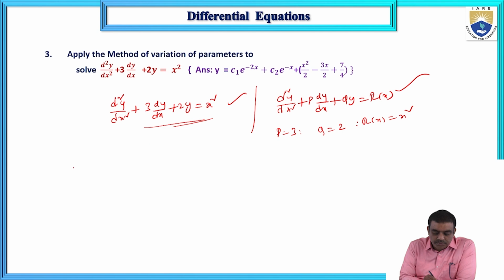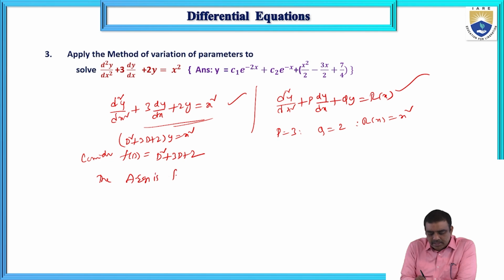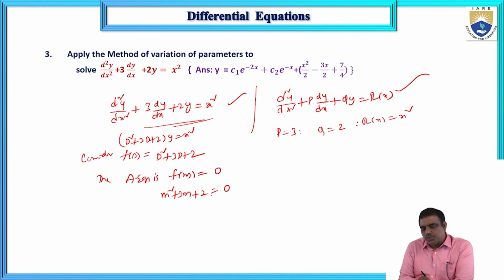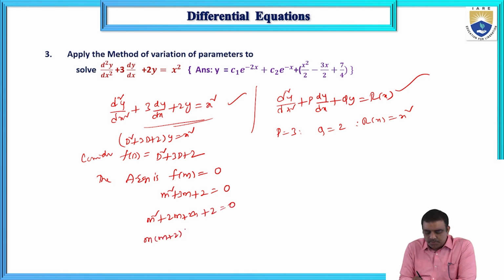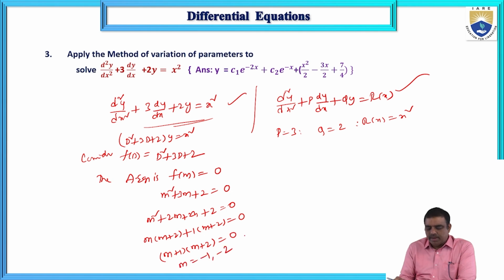Now, consider f of D. What is the operator form? D square plus 3D plus 2 of y is equal to x square. The f of D is D square plus 3D plus 2, and the auxiliary equation is f of m equal to 0, that is m square plus 3m plus 2 is equal to 0. So what are the roots? m square plus 2m plus m plus 2 is 0, or m into m plus 2 plus 1 into m plus 2 is equal to 0. That is m plus 1 into m plus 2 is equal to 0. The values of m are minus 1, minus 2.